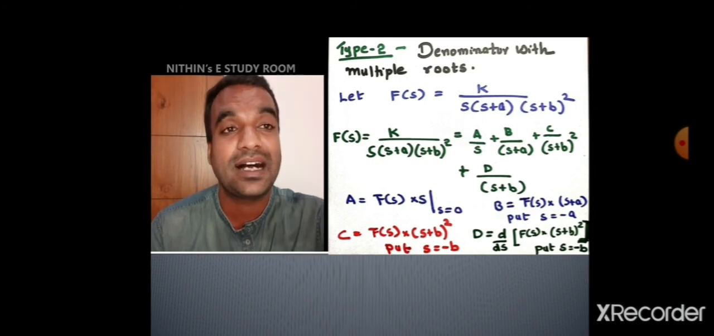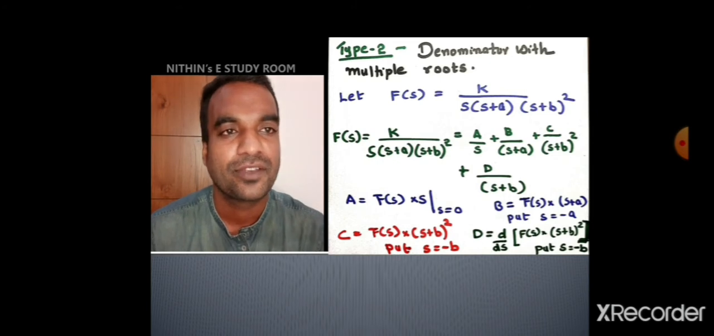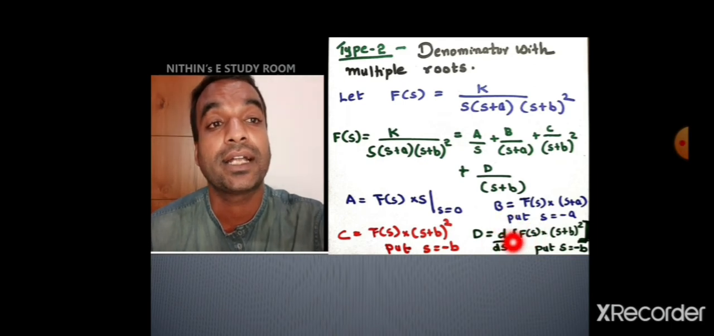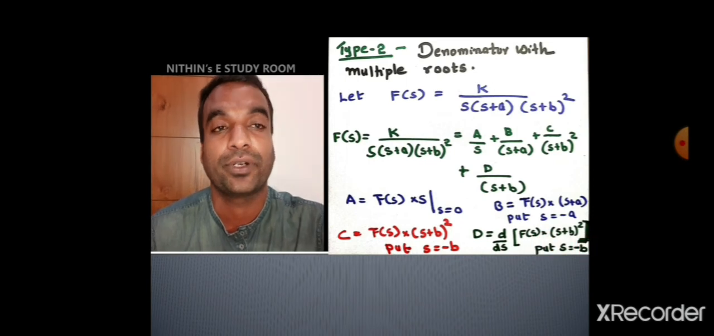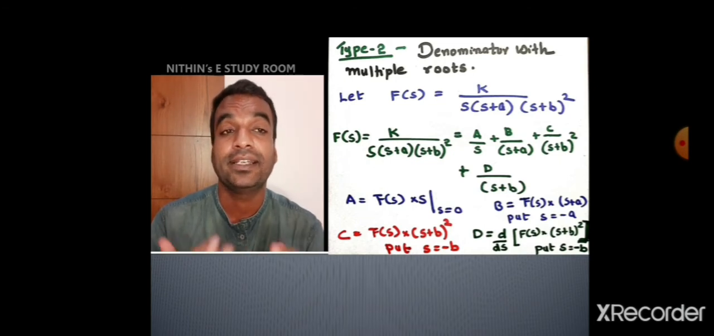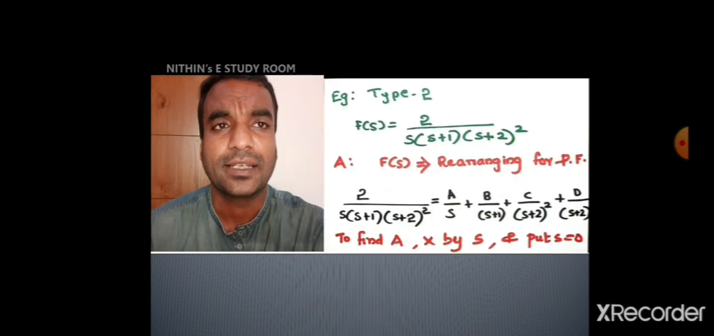But for the last term, for the D term, there is a small twist. For finding D, you have to multiply F(s) with (s plus b) square, just like you have done in C, but you have to differentiate that entire term. So d by ds of F(s) into (s plus b) square, and put s is equal to minus b. So additionally a differentiation step is there. So we can take an example.